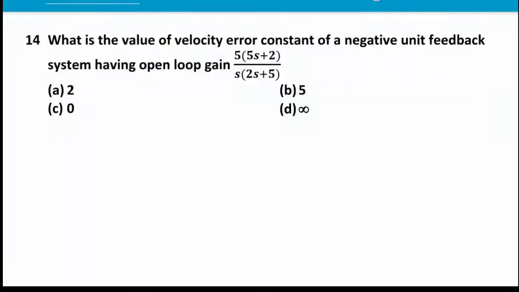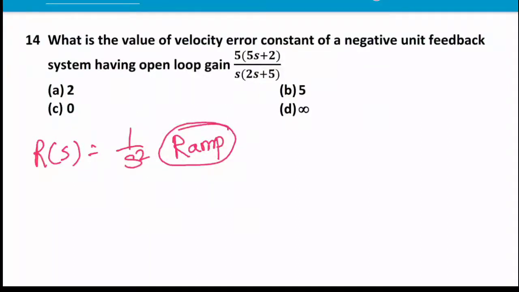Next question, what is the value of velocity error constant of a negative unity feedback system having open loop gain 5 into 5s plus 2 by s into 2s plus 5? And here velocity error constant is defined for the ramp input. When ramp input, that is r(s) is equal to 1 by s square, that is ramp input. For ramp input, velocity error constant is defined. So I will define first what is velocity error constant and then I will solve the problem.